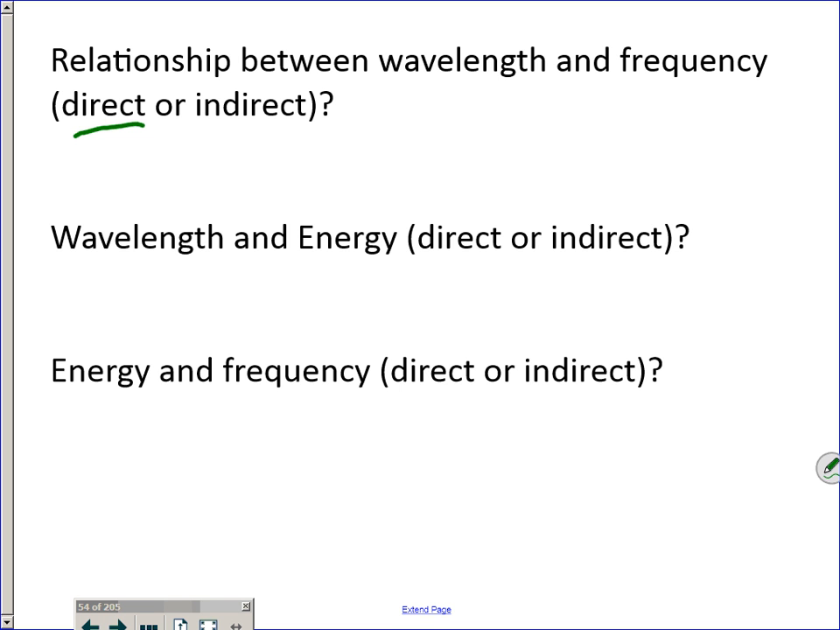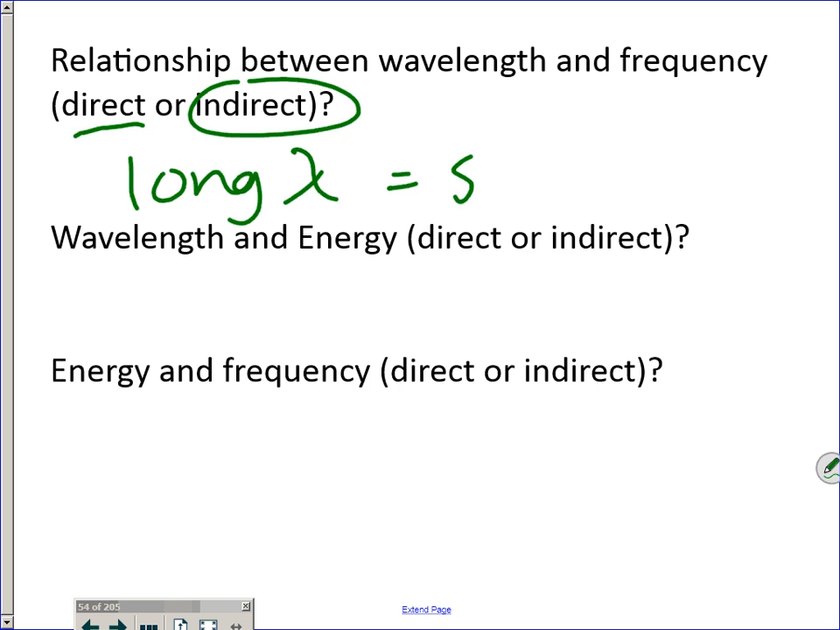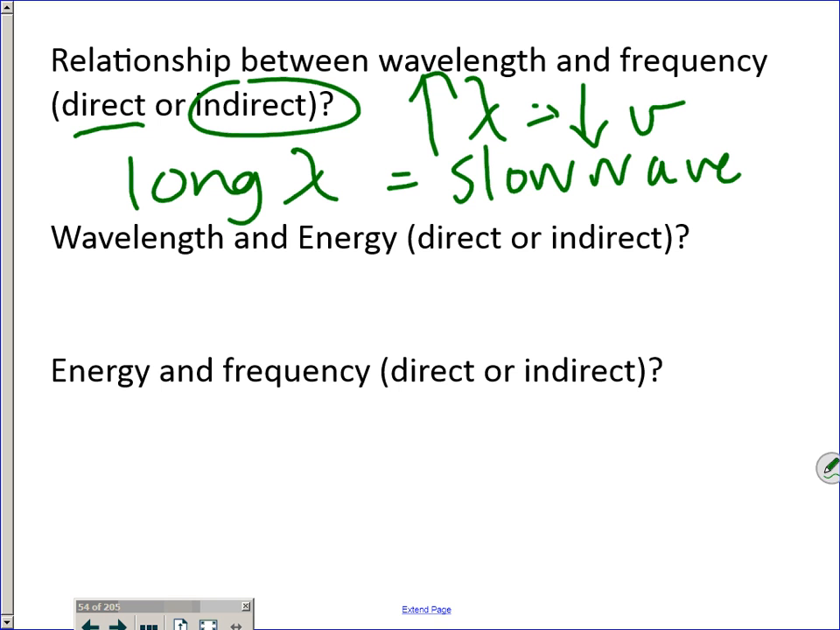Okay? So between wavelength and frequency, what's their relationship? Indirect. Explain. Whenever your wavelength goes up, your frequency goes down. Okay. So long wavelength is a fast or slow wave? Slower. So a slow wave, okay? This is really off again. I don't know if you guys noticed that. But a long wave is a slow wave. So increasing the wavelength is going to decrease the frequency. That's what that means, quantitatively and qualitatively.